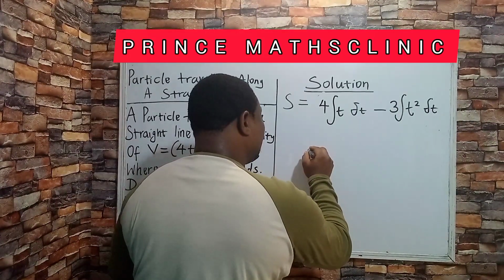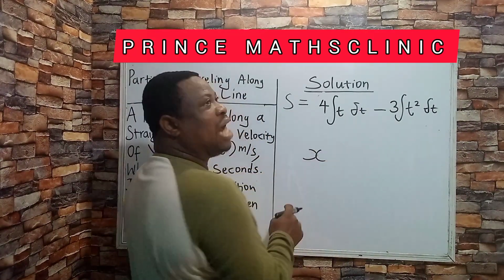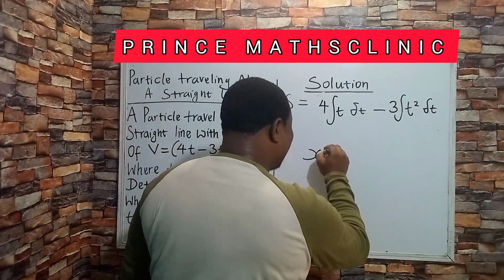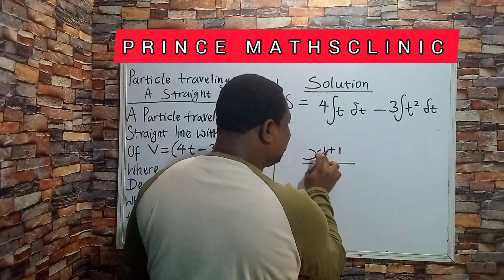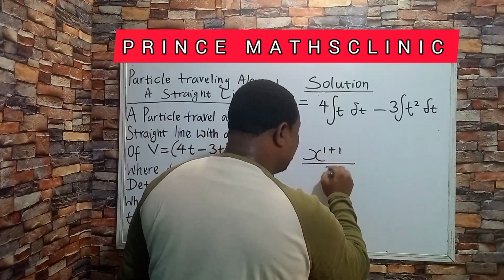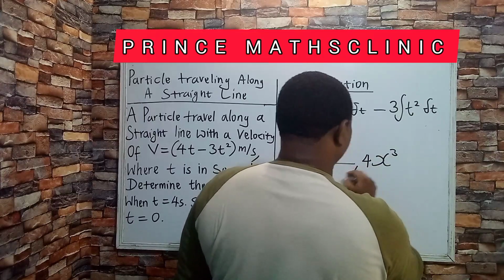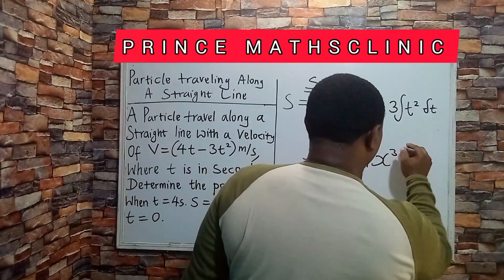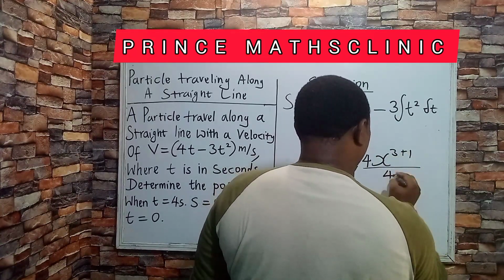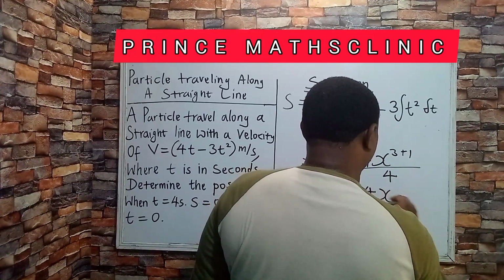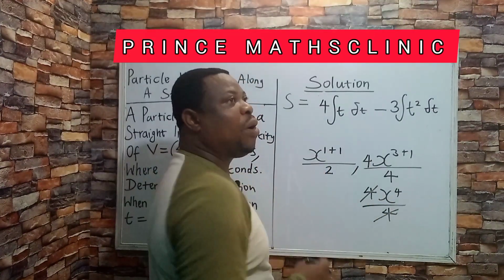To integrate, this is what we do. If you are given x, the power that x carries is 1. So you add 1 to that power, then you divide by the sum of the powers, which is 1 plus 1, which is 2. If you are given, let's say, 4x cubed, by the time you add 1 to this power, it becomes 3 plus 1, which is 4. This becomes 4x to the power of 4 divided by 4. The 4 will cancel 4, and you have x to the power of 4 left.